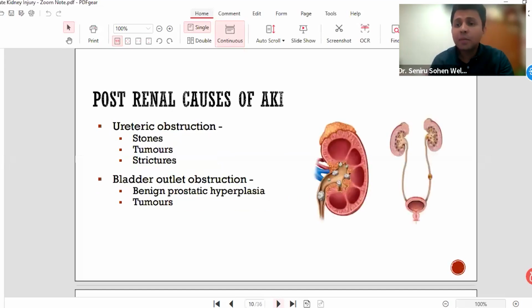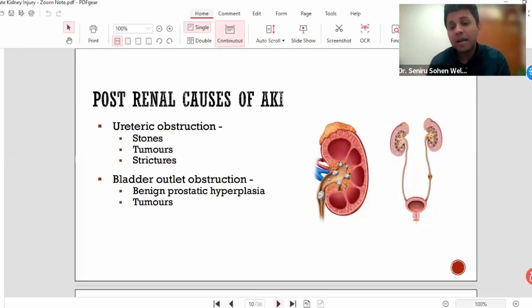Right. So what are the post-renal causes? Any cause that is causing obstruction can lead to post-renal causes. It could be an obstruction of the ureter, which happens commonly due to stones, or it could be tumors. Tumors could be in the ureter or outside the ureter, like ovarian cancers or retroperitoneal cancers. And it could be due to ureteral strictures, which could happen incidentally or iatrogenically.